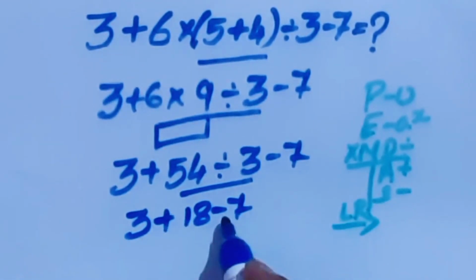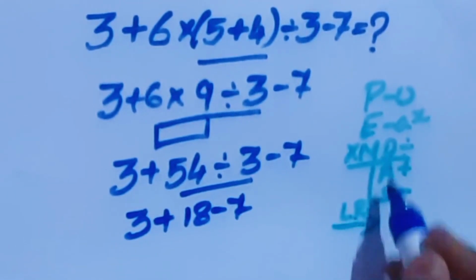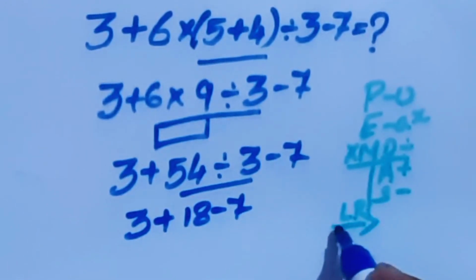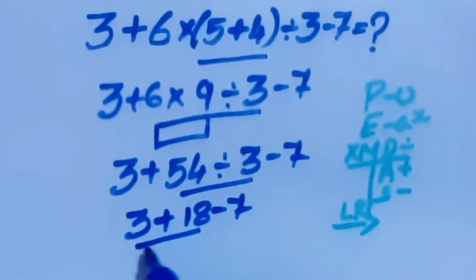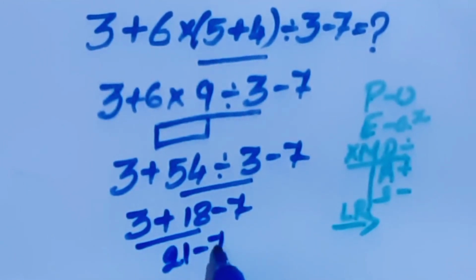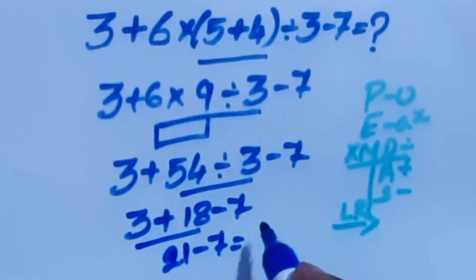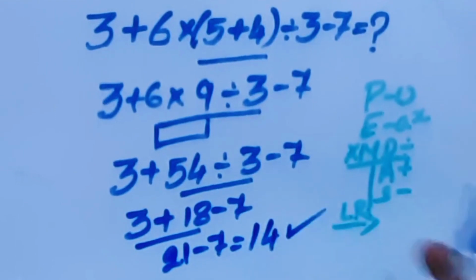Here we have addition and subtraction. Both are equal priority. For equal priority, we have introduced the left to right rule. Here left to right is this one. So 3 plus 18 is 21, minus 7 is 14, which is the correct answer.